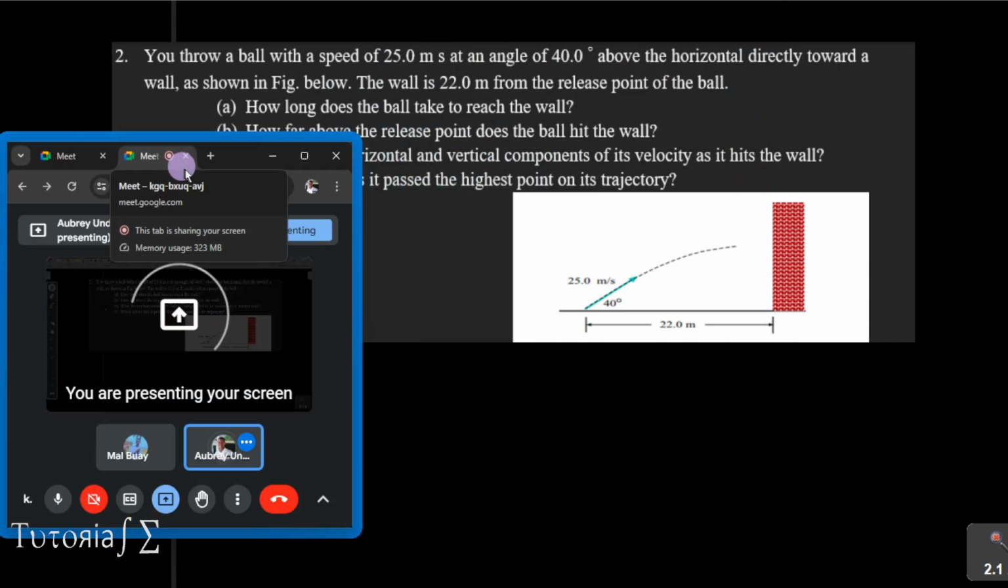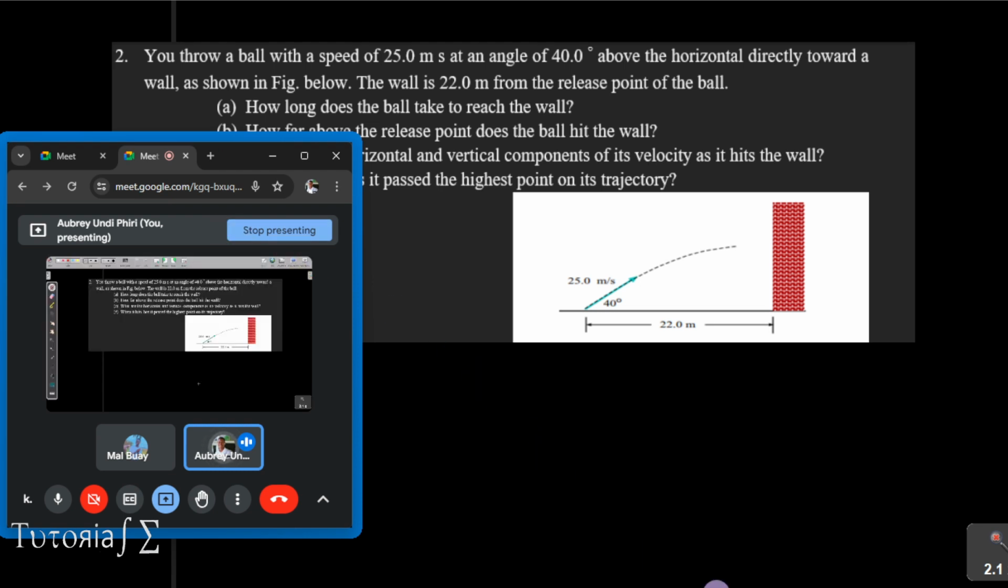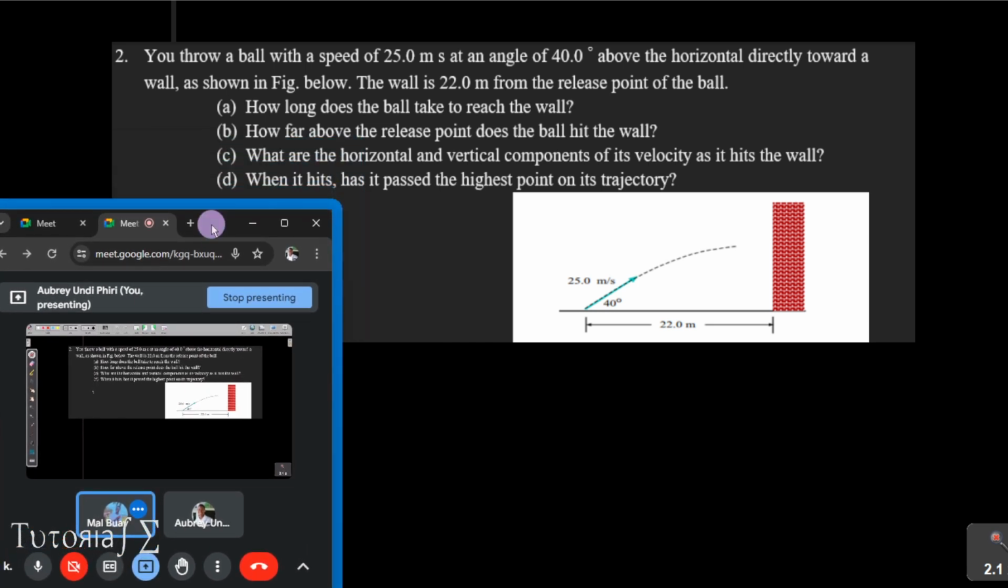All right. I'm sure you can see my screen right now, right? Okay, so you're saying the horizontal. Which one is the horizontal? Is it this one or this one? The horizontal is this down one having 22 meters. All right. So the horizontal is associated with what? Sine. No, the horizontal is associated with cos.